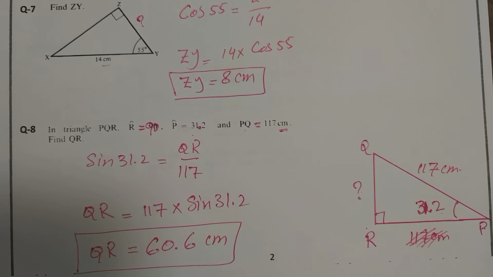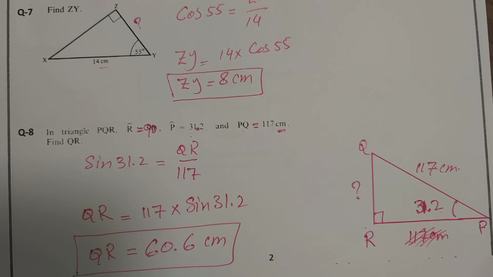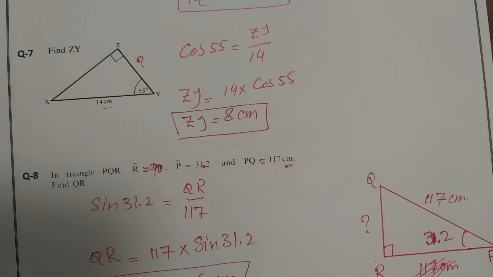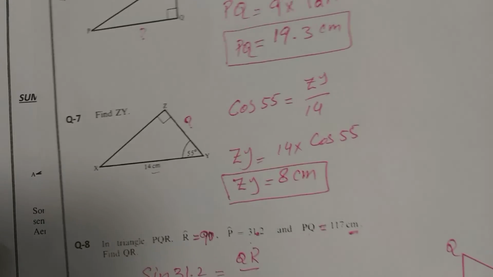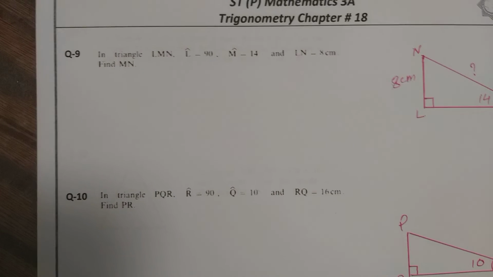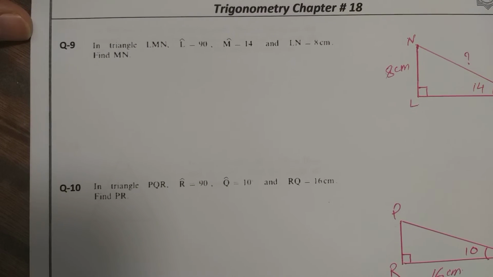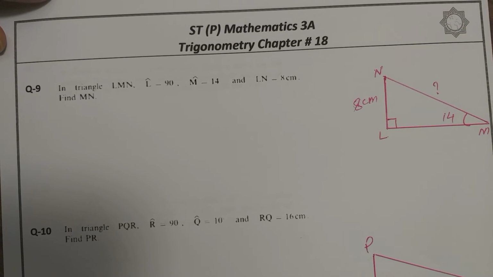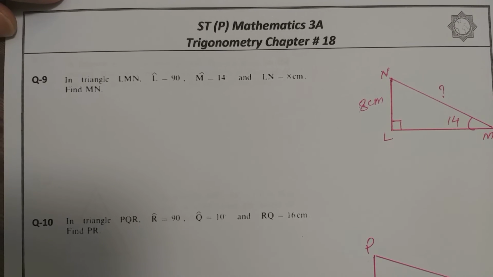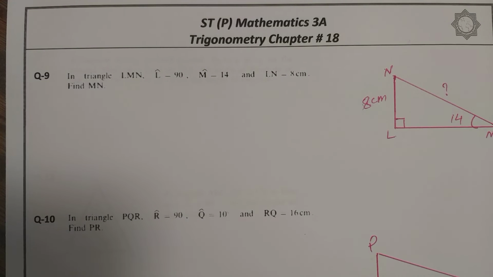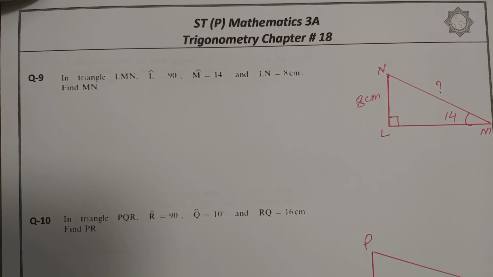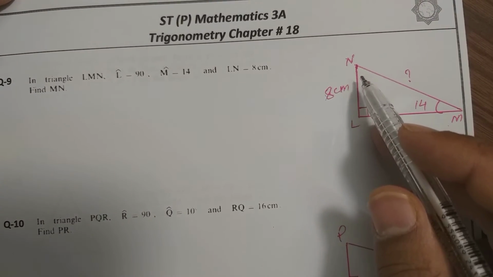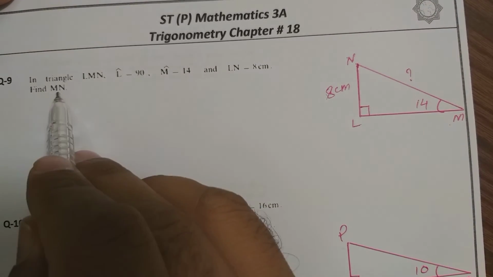Okay guys, so this is the second page of the worksheet. Now let's see the next page of the worksheet. On the next page, we are given question number 9, again from the book STP Mathematics 3A, Trigonometry, chapter number 18. Question number 9, again, is a word problem, and we are given the triangle LMN, and we need to find MN.